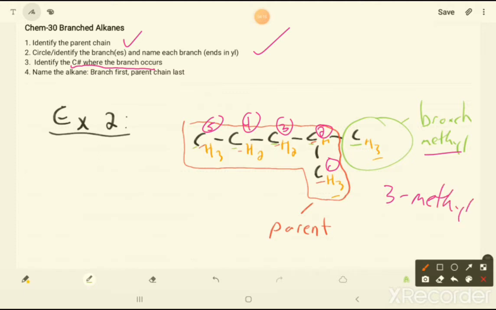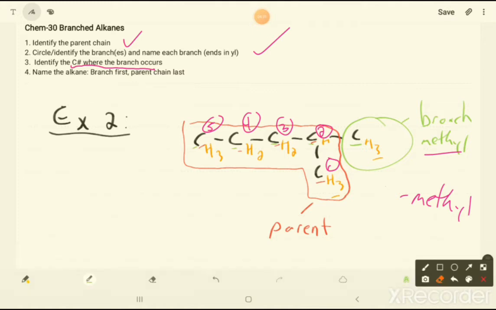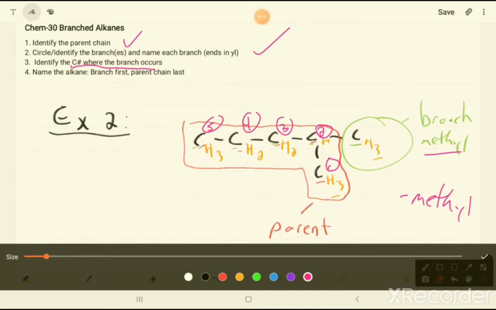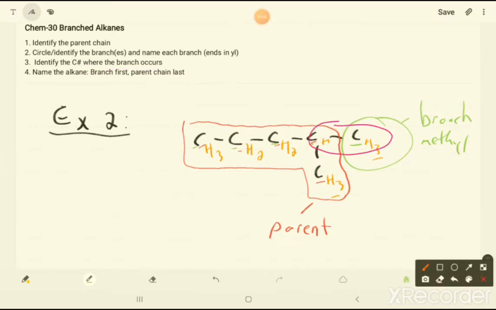And so we see that it's a 3-methyl. Or sorry, not a 3. Whoops. Let's erase that part here. It actually occurs at the 2. If we look here, the branch bonds over here. So this is going to be a 2-methyl.